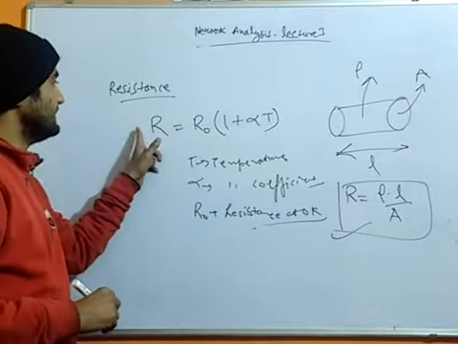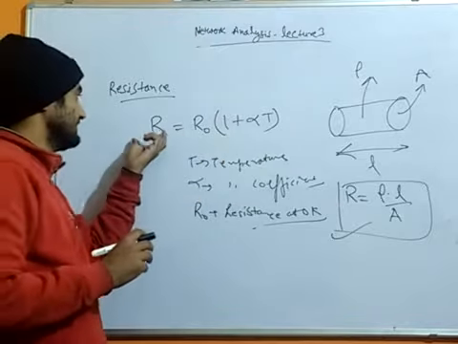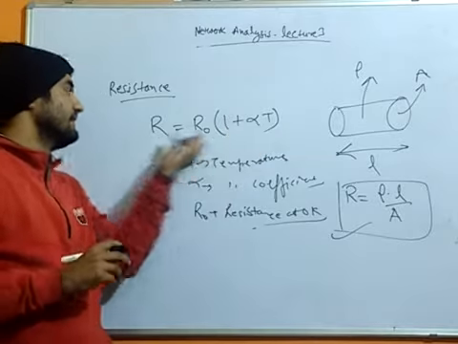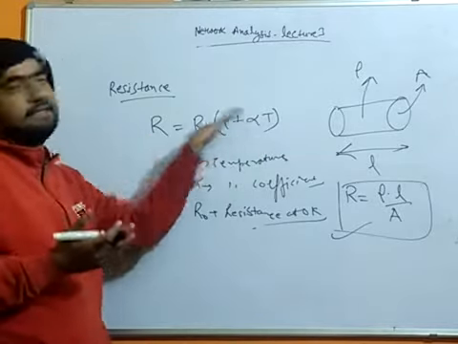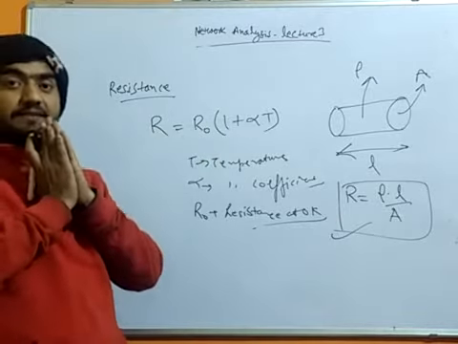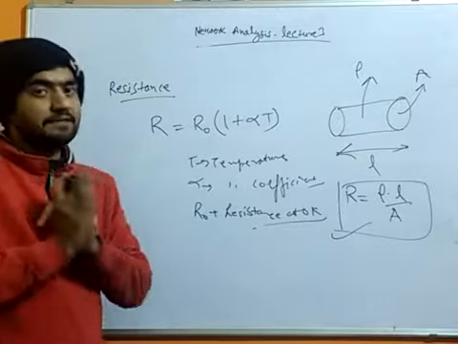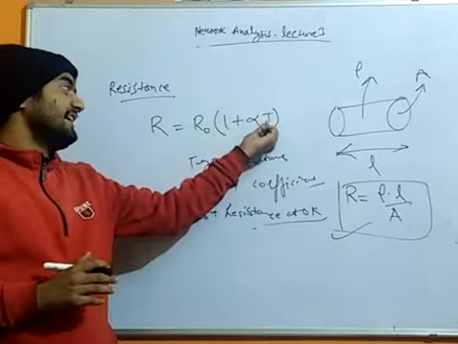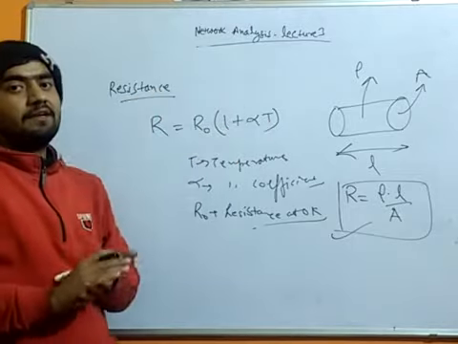So we can see easily that this is a positive temperature coefficient. We can see that it is being added. So overall resistance increases when the temperature increases. So the metals generally have the positive temperature coefficient. It means that when temperature increases, the resistance value increases.